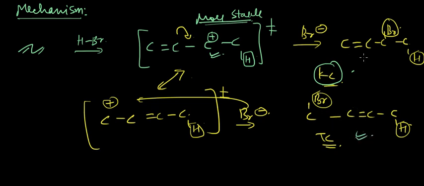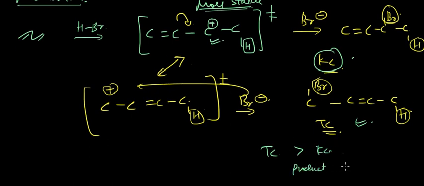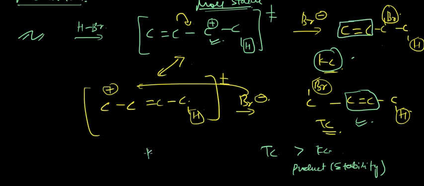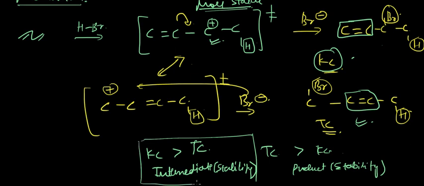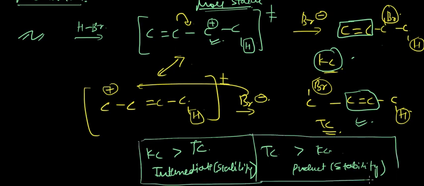If you calculate the stability of these two end products, you will see that the thermodynamically controlled product is more stable than the kinetically controlled product in terms of product stability, obviously because it has more alpha hydrogen than this compound. But the kinetically controlled product is more stable than the thermodynamically controlled product in terms of intermediate stability. So these are the two different things we should keep in mind while deriving the KC product or TC product.